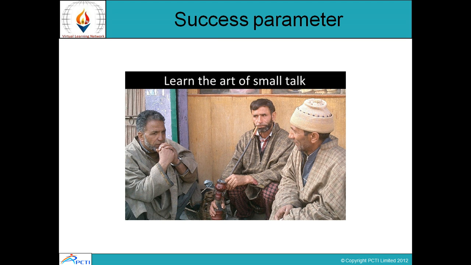Success parameter. Organization dynamics has thrown a small amount of light onto the parameters which actually are responsible for bringing about success in the organization. And according to those success parameters, organization dynamics teaches that you should learn some sort of art so that small talk can be organized, and that small talk is a kind of learning experience that can be learned by subordinates or juniors.